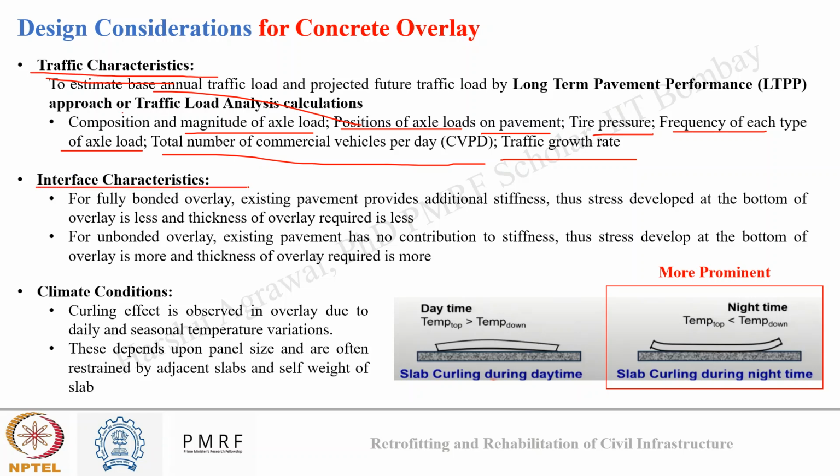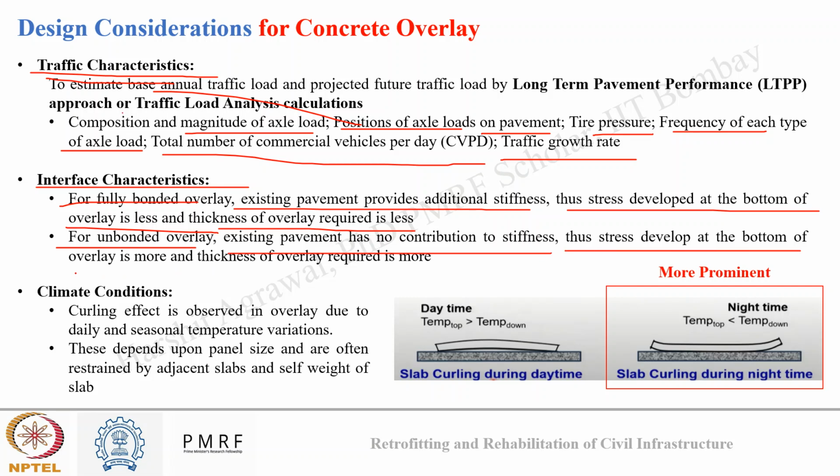In case of interface characteristics, for fully bonded overlay, existing pavement shall provide adequate additional stiffness. Thus, stress developed at the bottom of the overlay is less, and the thickness required of the overlay is less. So this discussion we already had earlier. While for unbonded overlay, existing pavement has no contribution to stiffness. Thus, stress developed at the bottom of the overlay is more, and the thickness of overlay required is more. So this we know.